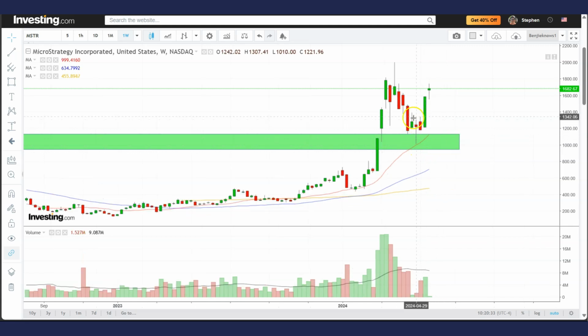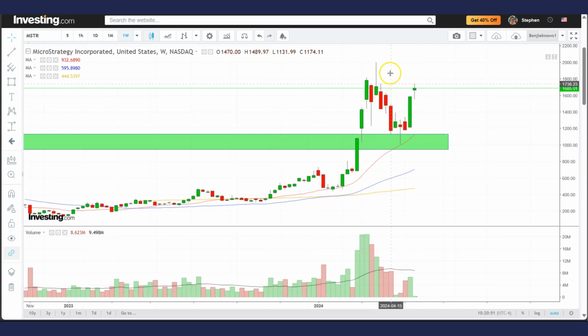It actually formed a long-legged tail here with a small body, and that shows that the stock rejects going lower. It doesn't want to go down as it reaches the support area and the rising 20 MA. So this tells us it's bullish, right?